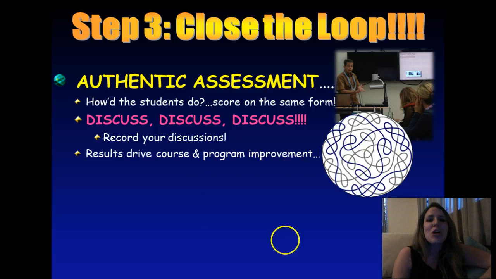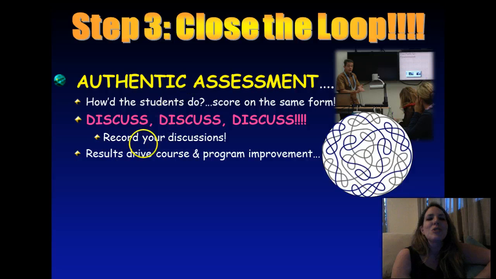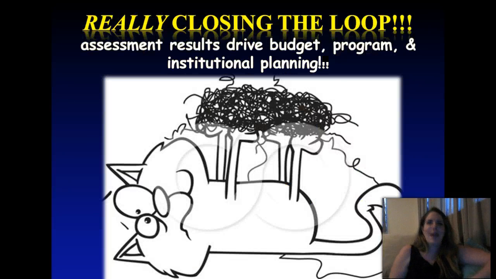So in other words, we're going to take our assessment results, we're going to figure out how the students did on our little forms, the same form that we put our assessment activity, and now we're going to let those results drive course and program improvement, and overall, ultimately, institutional improvement. So, how are we going to do that? How are we really going to close this loop and allow it to really make improvements, not just at the course level, not just at the program level, but at the institutional level? How are we going to do this?